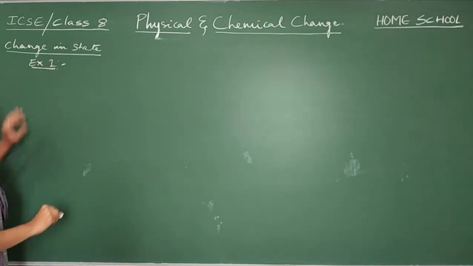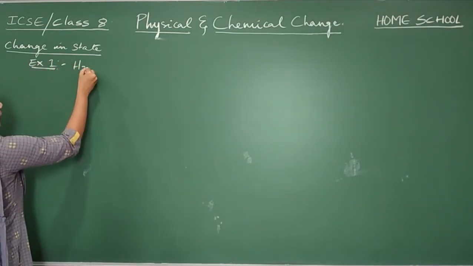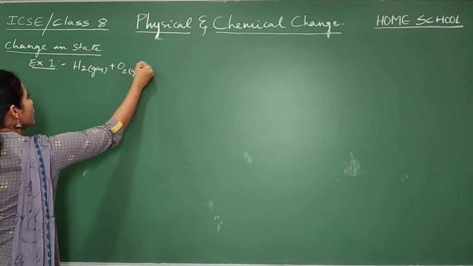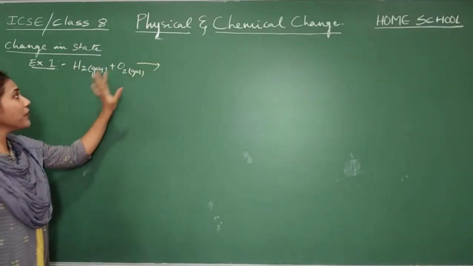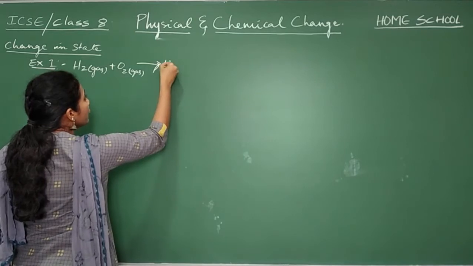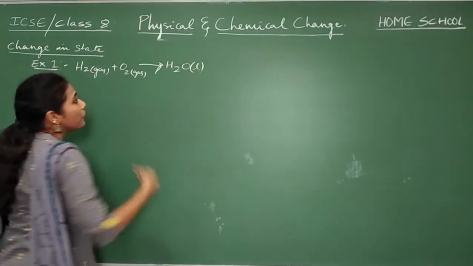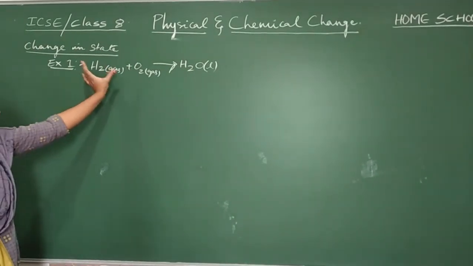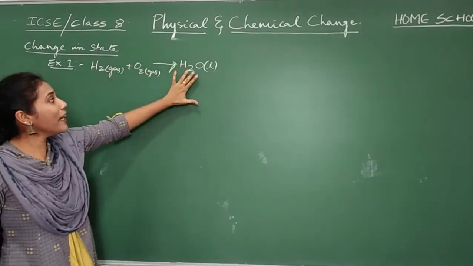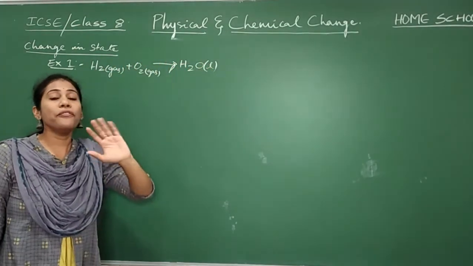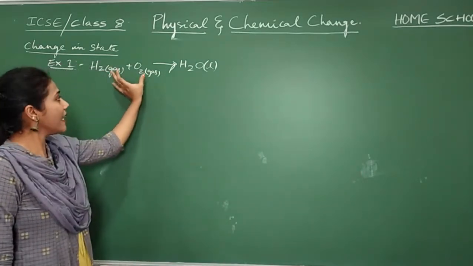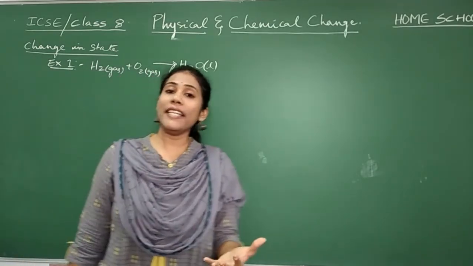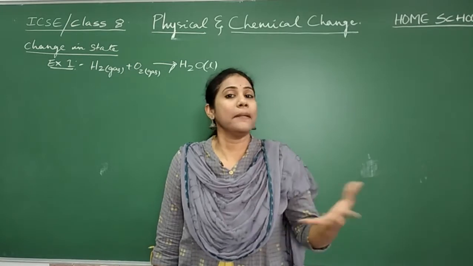Example 1 here. Imagine you have hydrogen. Hydrogen is a gas, and oxygen is also a gas. When both of them combine, you form H2O, which is a liquid, isn't it? So what is happening here? Change in state you can observe here. Two gases, when they combine, form a liquid product. Here the reactants are gases, but the product is a liquid. So by change in state also, you can tell that a chemical reaction happened.